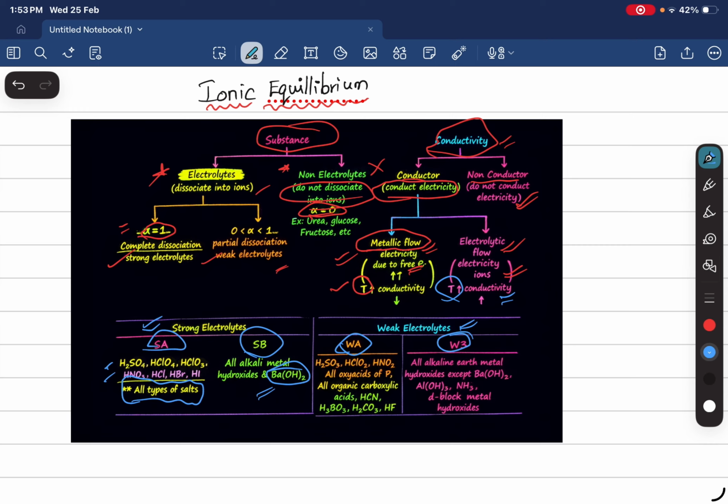So H2CO3, HClO2, HNO2, all oxy acids of phosphorus, and also some of the carboxylic acids. All organic acids are weak acids: HCN, H2CO3, H3BO3. Here HI is a strong electrolyte, but HF is a weak electrolyte. Similarly, weak bases include all alkaline earth metal hydroxides except Ba(OH)2, Al(OH)3, NH3 and d-block metal hydroxides. This is just the basics.